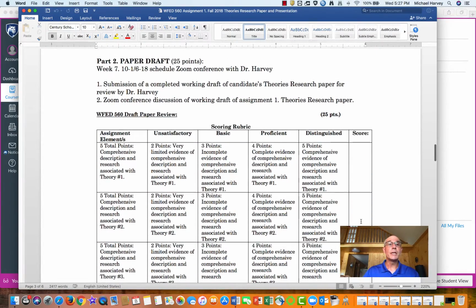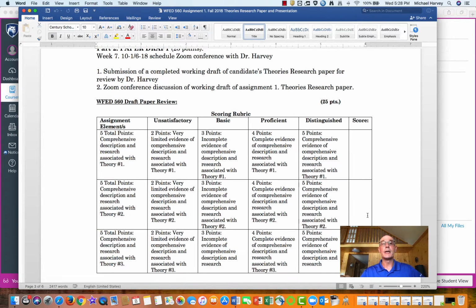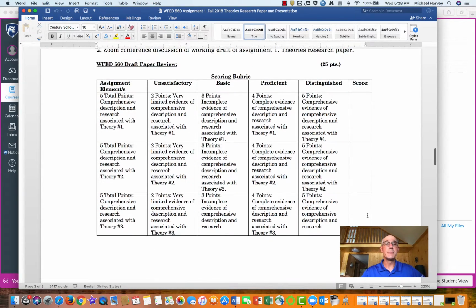Paper number 2 is your actual draft of the paper. This is not a working draft with elements missing and notes and to-dos included. This is week 7. I'm looking for a complete paper draft with all components submitted for your theories paper for review by me, and then we will schedule a working session to discuss through Zoom conferencing your working draft outline and your associated paper for this material.